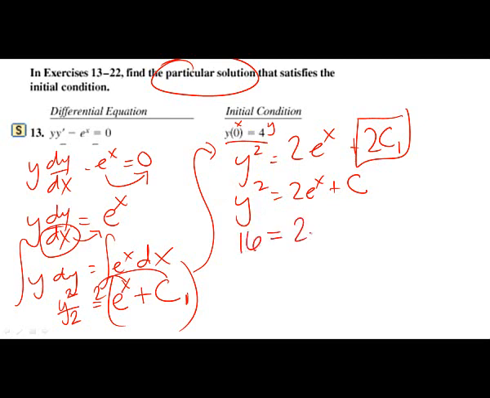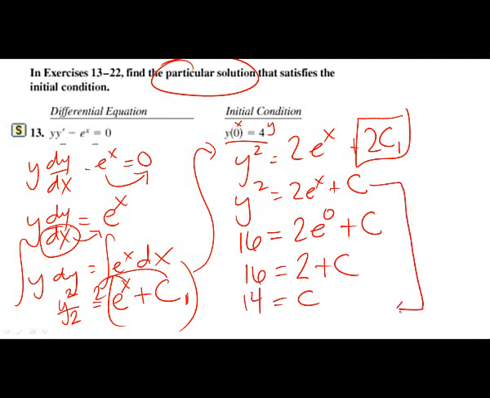16, okay? 2e, what's going in for the x? 0. What's anything to the 0 power? 1. So 2 times 1 is 2. So what does c have to be? 14. And then I have to go back to this function right here, and rewrite it with the 14 in there for the c.